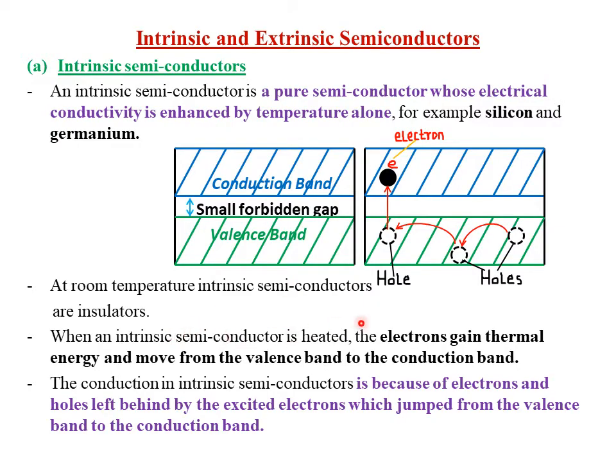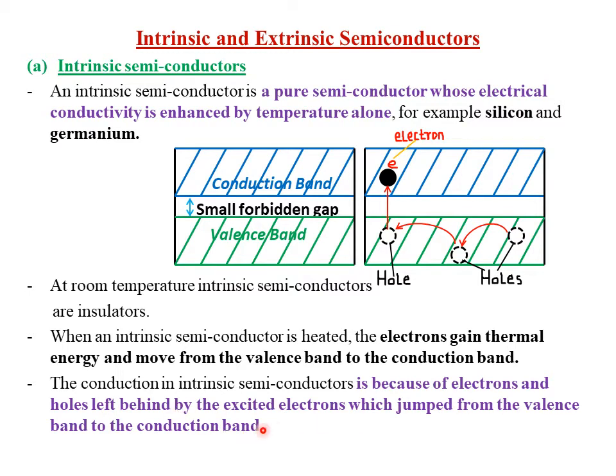So when an intrinsic semiconductor is heated, or when its temperature is increased, the electrons gain thermal energy or kinetic energy, and therefore move from the valence band to the conduction band, hence enabling electrical conductivity. Remember, when an electron moves from the valence band to the conduction band, it is going to enable what we call electrical conductivity. Then the conduction in intrinsic semiconductors is because of both the electrons and the holes, of course the holes which are left behind by the excited electrons which have jumped from the valence band to the conduction band.